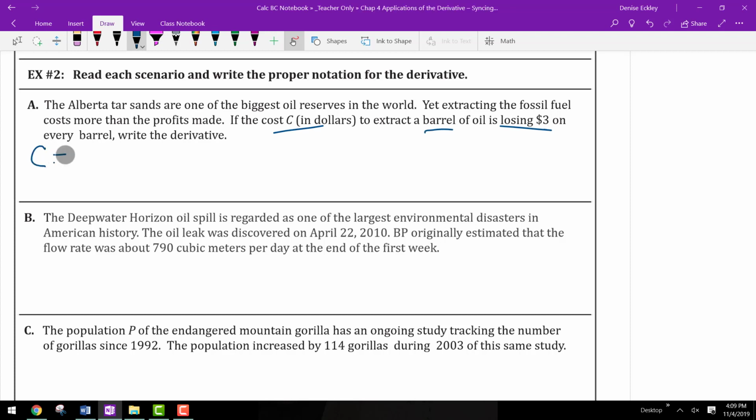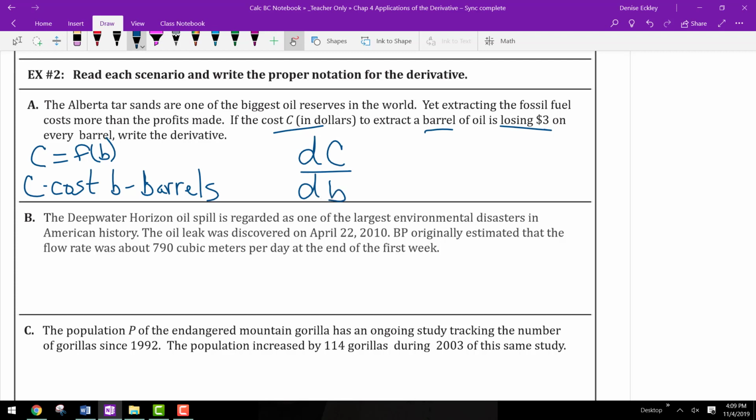So that's how we want to look at this. Our C is really going to be an f of B, where C is cost and B is the number of barrels of oil we're making. So our derivative is going to be dC/dB, and that's going to equal, and you want to make sure you give it the correct sign, -3. You can include the dollar sign, and you can put per barrel.